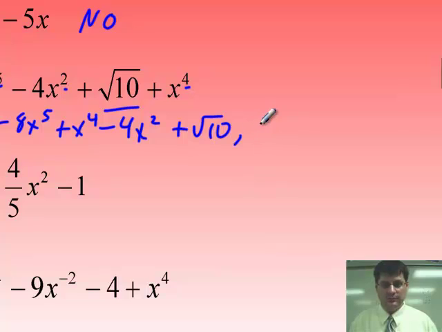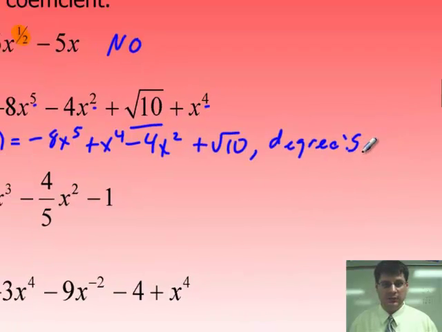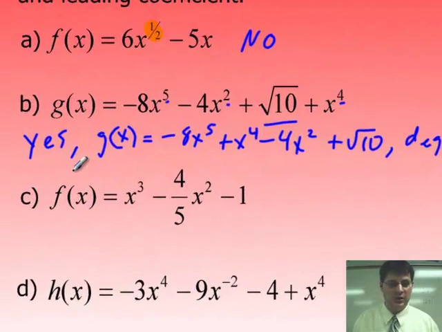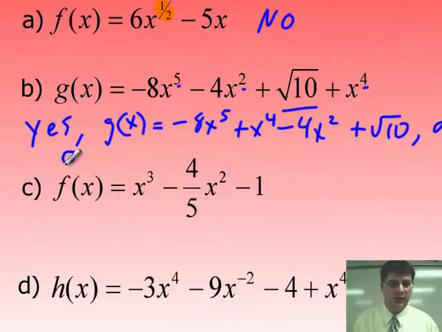So the degree on this is 5, and so we just say this is a 5th. Anything beyond quartic, I'm not going to make you know the name. We'll just call this a 5th degree polynomial.